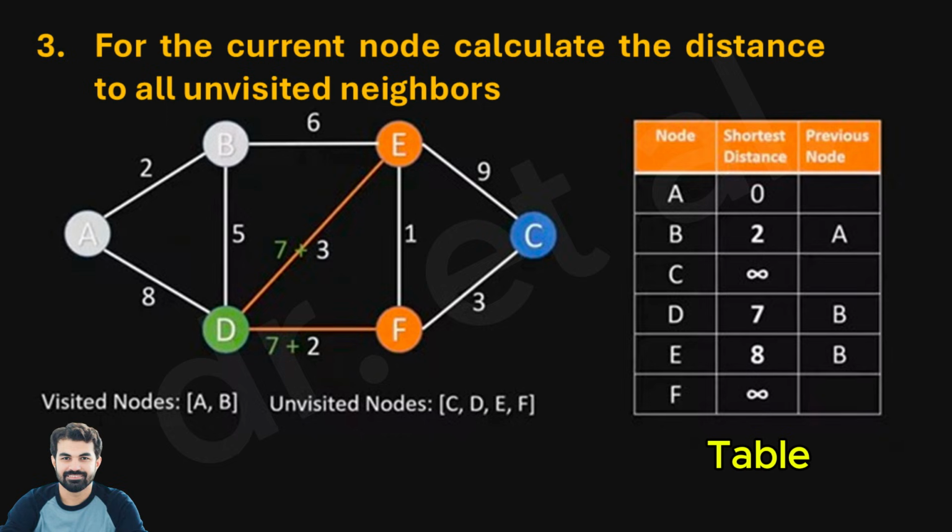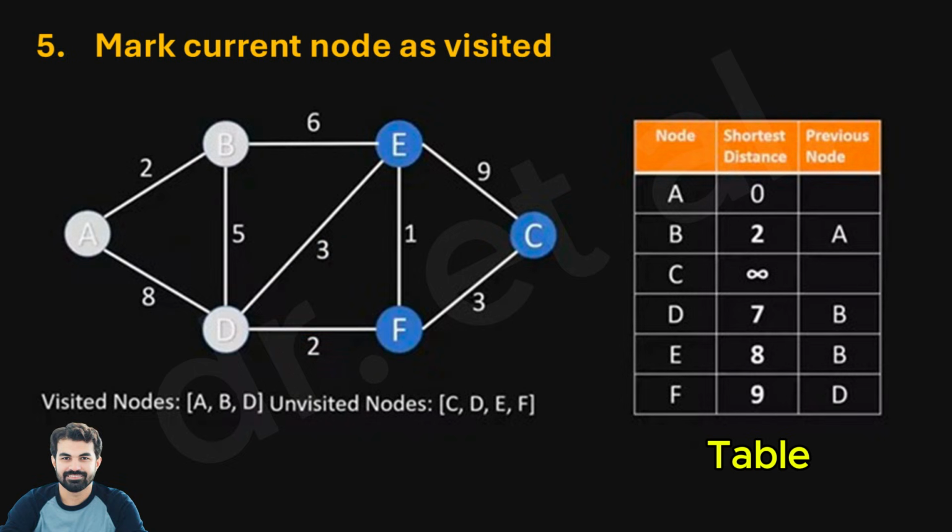Now, for node F, the current distance in our table is infinity, but through D we get a distance of 9, that is 7 plus 2. So we update the shortest distance for F to 9 and set the previous node to D. Now we can mark D as visited and move on to the next unvisited node with the smallest distance.